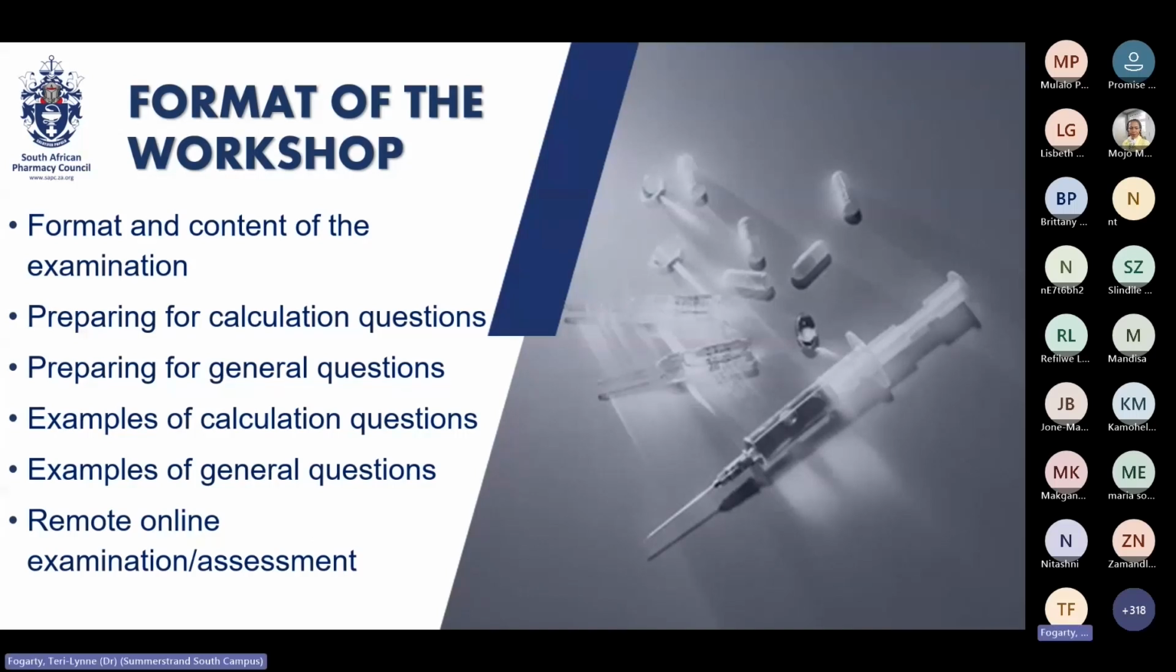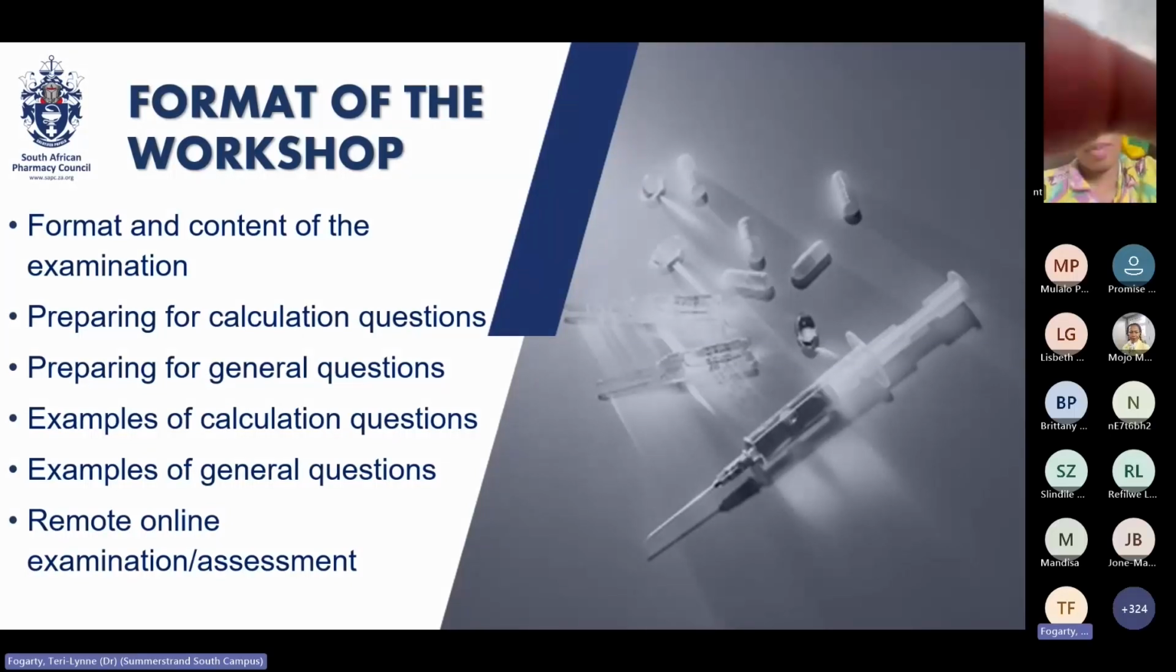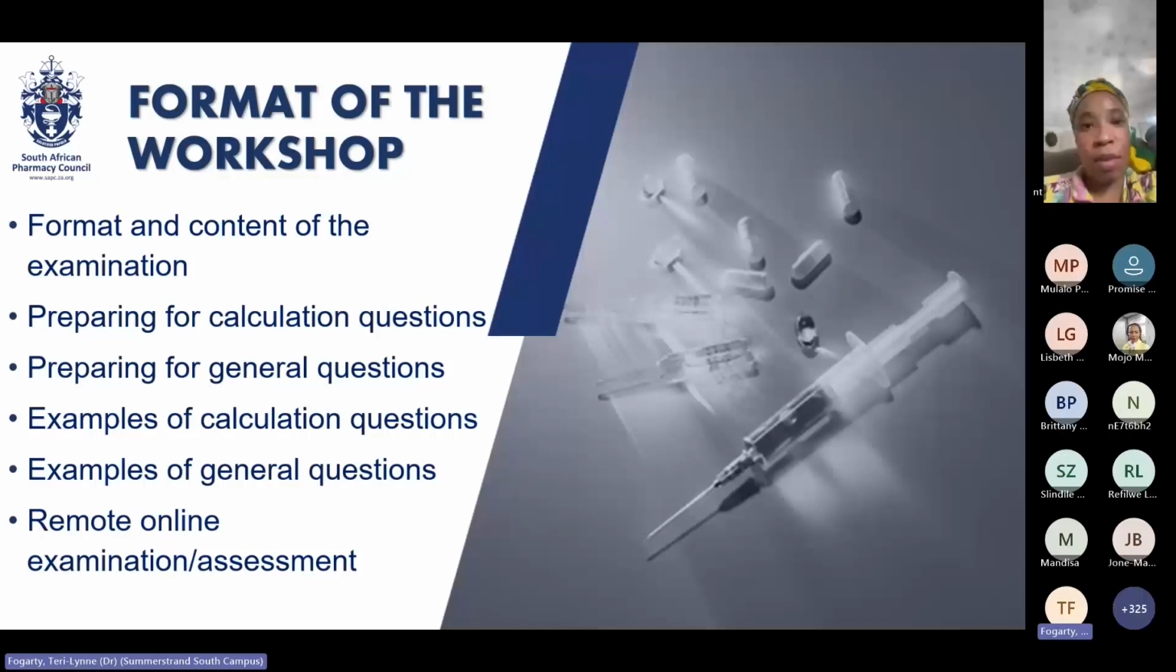As Ms. Mulalo has already said, I am going to go through the format and content of the examination. In particular, I will focus on the calculation questions, and then we will move on to the general questions, and we will give you an opportunity to actually answer 10 calculation questions and 10 general questions during this workshop, to give you an idea of the standard of questions that will be asked in the EISA.